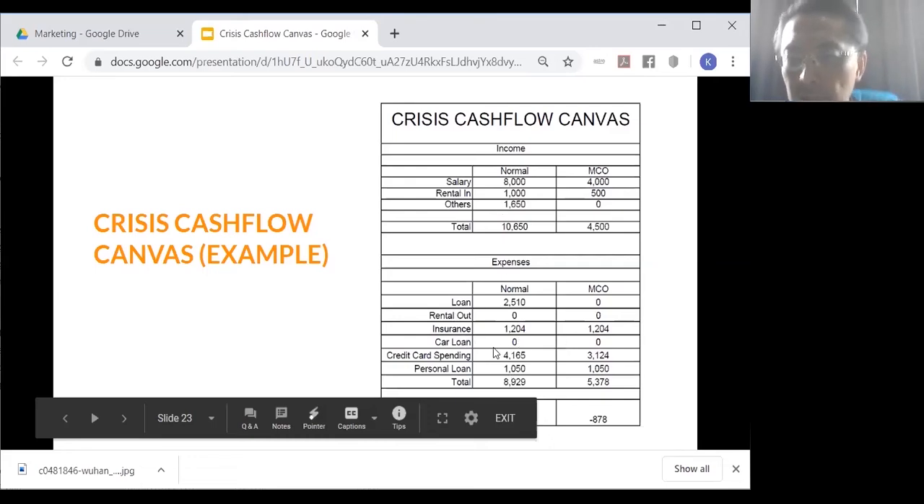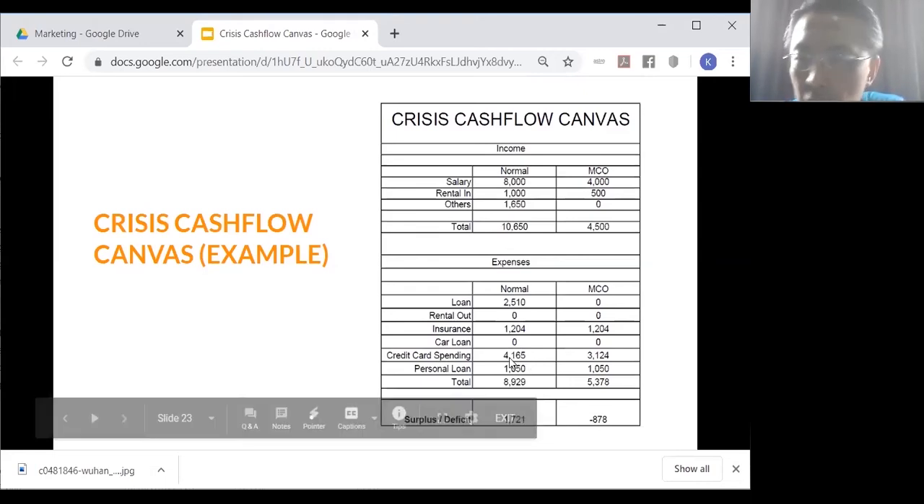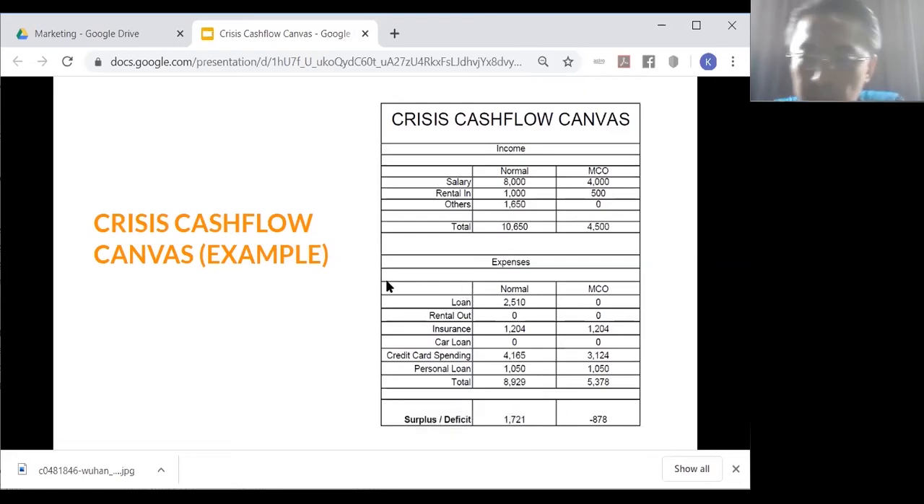Car loan, he doesn't have any car loan. And this credit card spending here is your average monthly spending that we charge to our card. It's not the outstanding, it's not the installment that we pay. This is just to get a good feel of what it is. So you can do this in like 2 or 5 minutes. Then this guy has a personal loan of 1,050, which gives him a total of 8,009 in expenses, which results in a surplus of 1,007 per month.